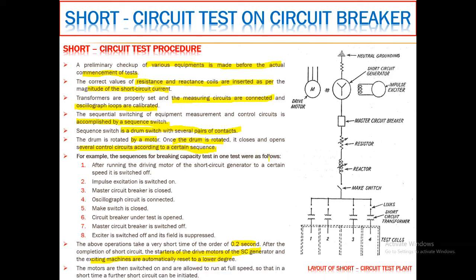The motors are then switched on and allowed to run at full speed, so that in a short time the short circuit can be initiated. These are the sequences in which the breaking capacity test is being conducted on the circuit breakers.